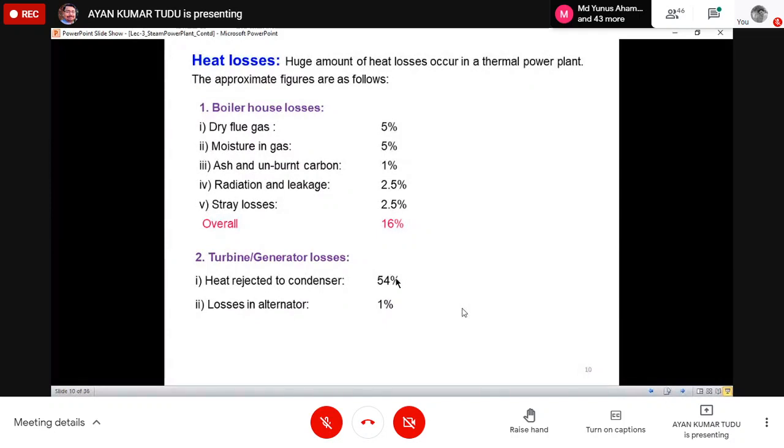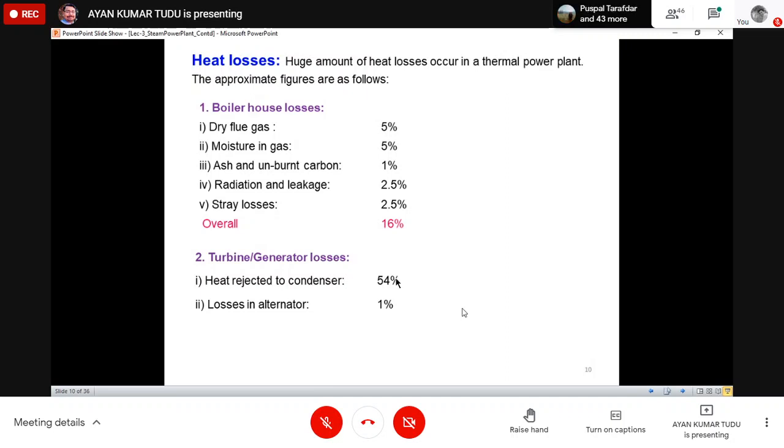Then we have the turbine and generator losses. As you can see, the heat rejected to the condenser is maximum at around 54%, whereas losses in the alternator are very less, around 1%. Please remember that most of the losses occurring in this thermal power plant are occurring at the condenser.